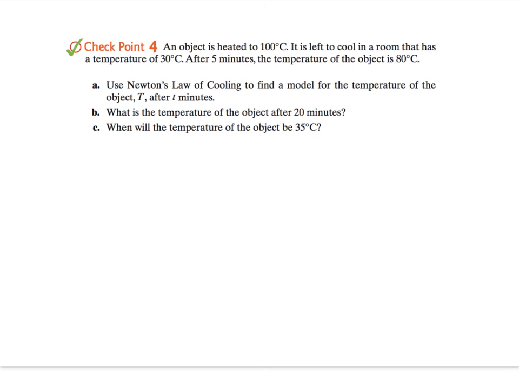Alright, so for checkpoint 4, you're given an object that's heated to 100 degrees Celsius and left to cool in a room where the temperature is 30 degrees Celsius. Find the model, then find the temperature after 20 minutes, and then find out when the temperature will be 35 degrees. I'm going to give you a couple seconds and I'm going to pause the video. Please go ahead and pause and then calculate it out and check your work.